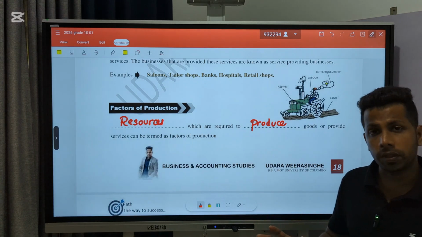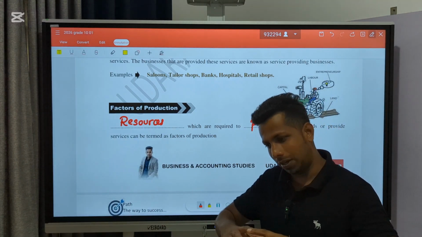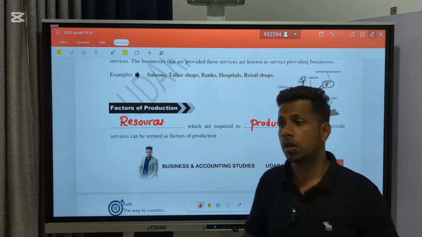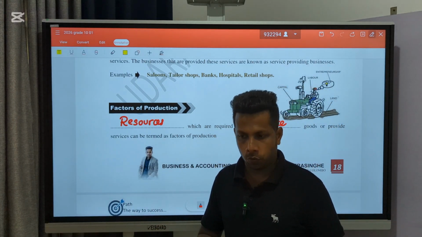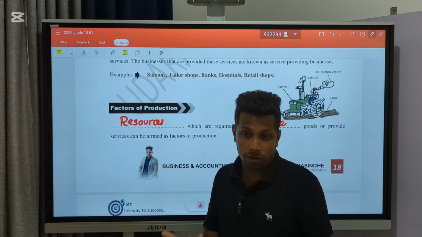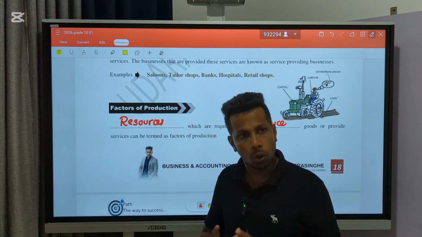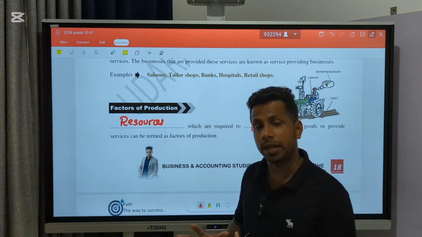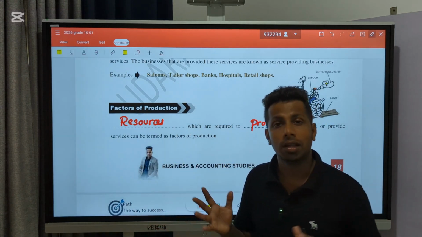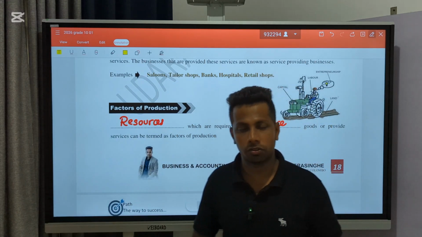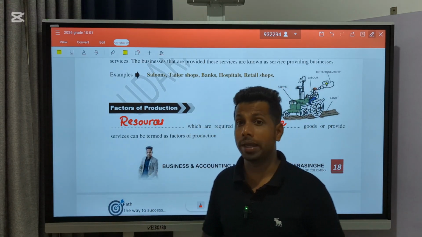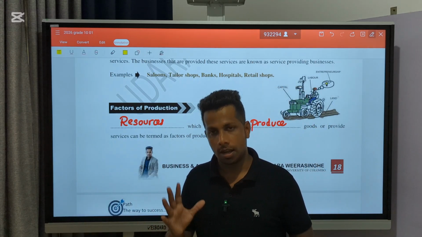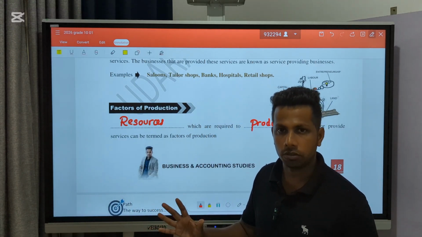Now you know, we can arrange a list of required resources while manufacturing a commodity or when providing a service. So we can arrange a list of resources which are required for the production. But all these resources we can categorize under 4 main categories. These are called land, labor, capital, and entrepreneurship. Now let's talk about these 4 main categories of factors of production. What are these 4 main categories, guys? Land, labor, capital, and entrepreneurship.